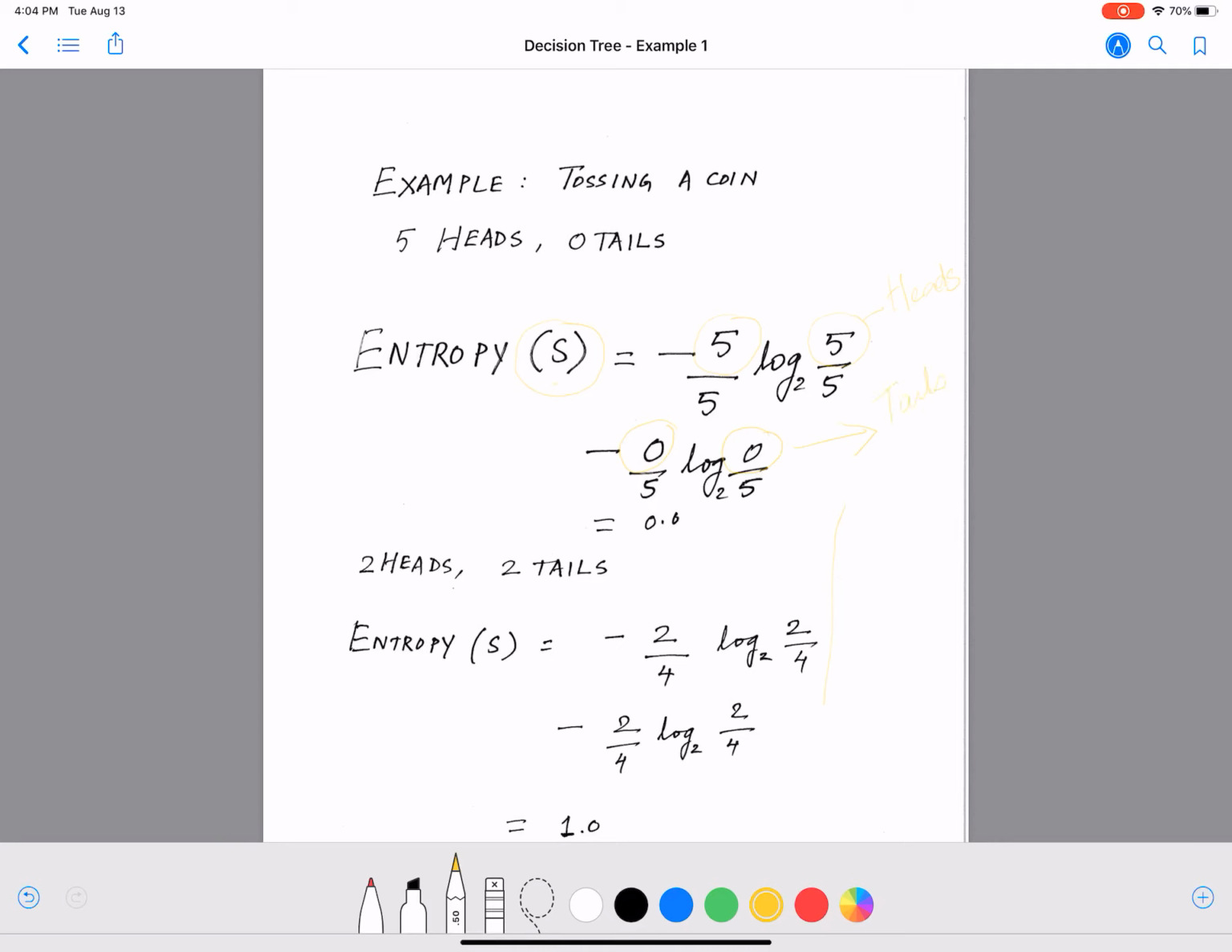And what about this 5? Let's take another color for that. So this 5 in the denominator signifies the total number of times that you toss the coin. So total number of data instances.